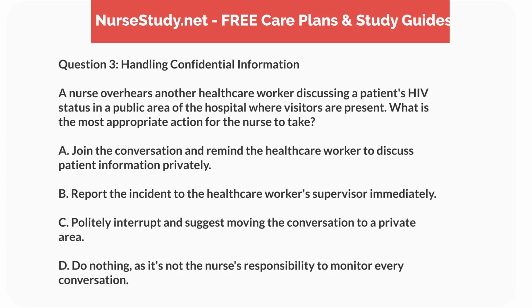Question 3. Handling confidential information. A nurse overhears another healthcare worker discussing a patient's HIV status in a public area of the hospital where visitors are present. What is the most appropriate action for the nurse to take? A. Join the conversation and remind the healthcare worker to discuss patient information privately. B. Report the incident to the healthcare worker's supervisor immediately. C. Politely interrupt and suggest moving the conversation to a private area. D. Do nothing, as it's not the nurse's responsibility to monitor every conversation.